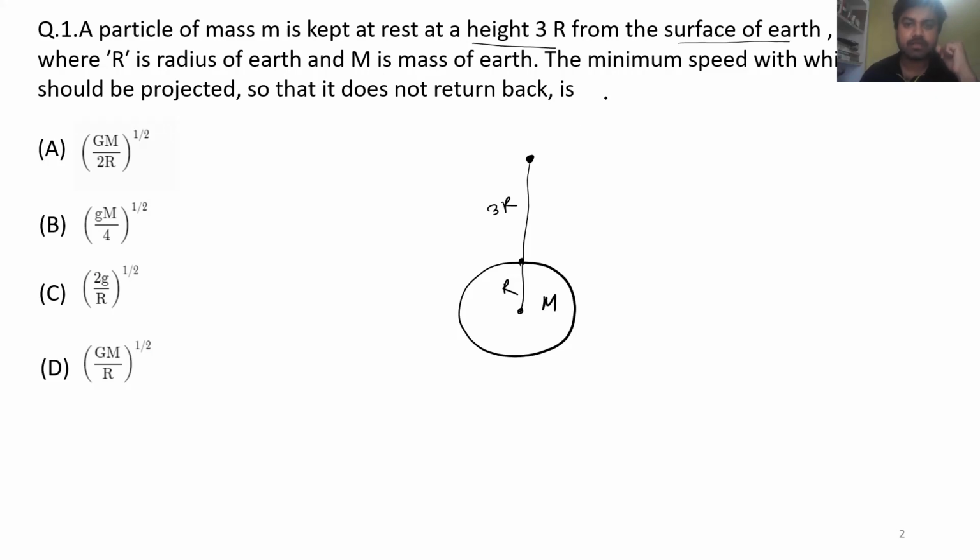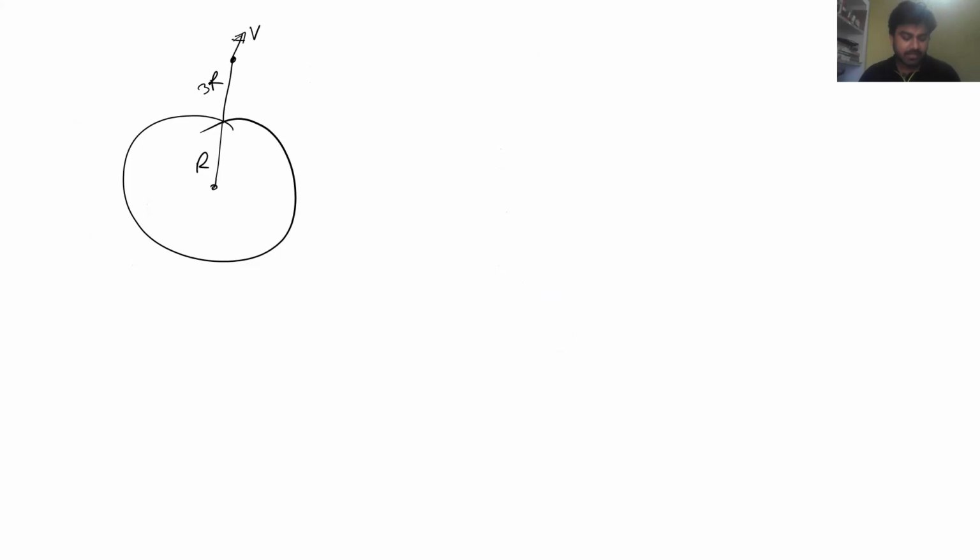The mass of earth is M. What is the minimum speed with which it should be projected so that it does not return back? That means from this point, let's say point A, the particle is projected and it should not return back. Let's say it is projected with velocity v. Let's analyse and find the answer. So this is the earth, this is r, this is 3r, and the particle is projected with velocity v. It should not come back.